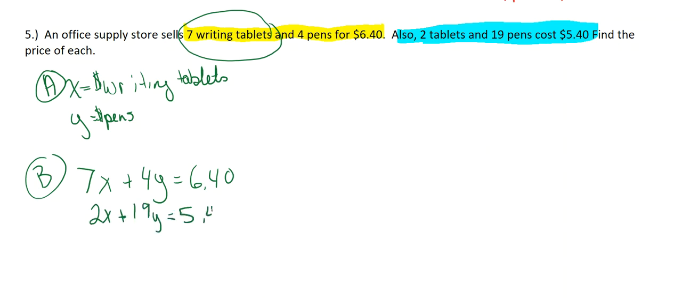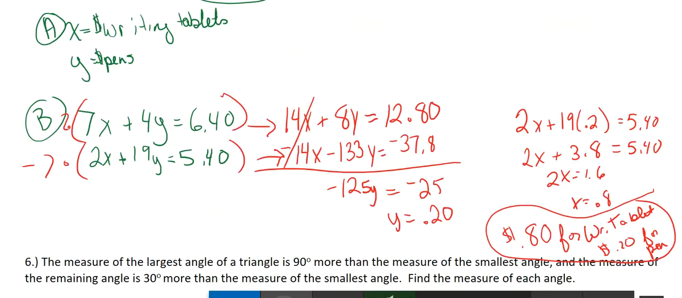equals 540. And what I want you to do is pause the video, and you can either do elimination or substitution and see what you come up with. What you hopefully got was that y equals 0.2, x equals 0.8, and what that means is that you're going to pay 80 cents for each writing tablet you have and 20 cents for each pen.